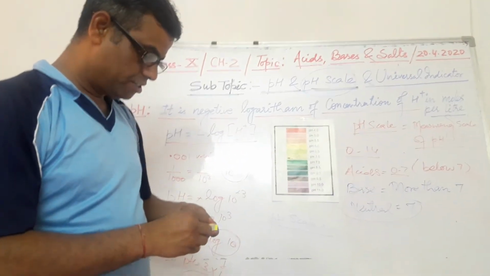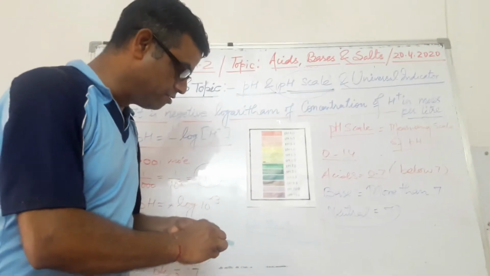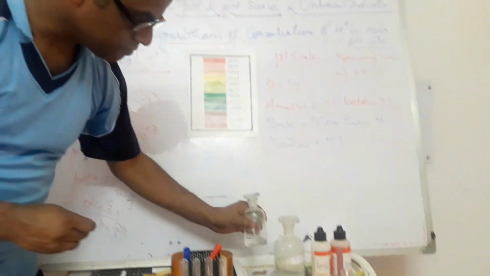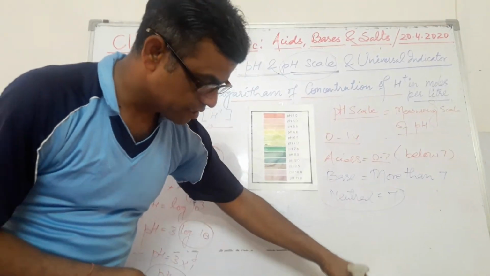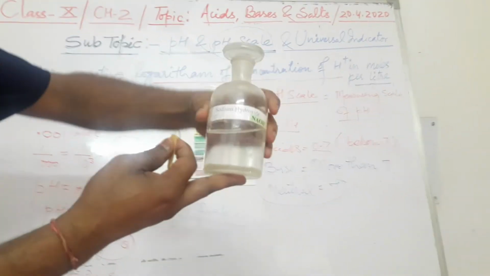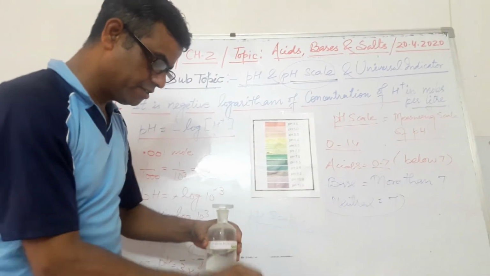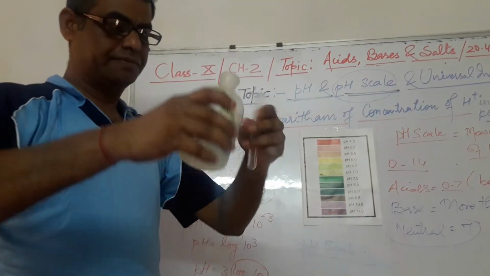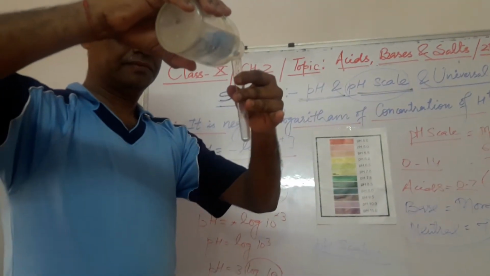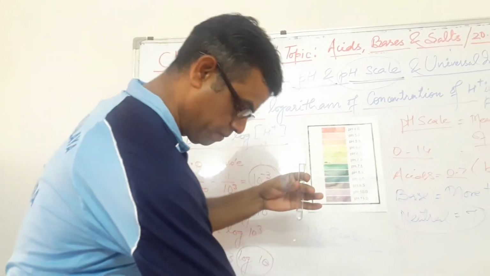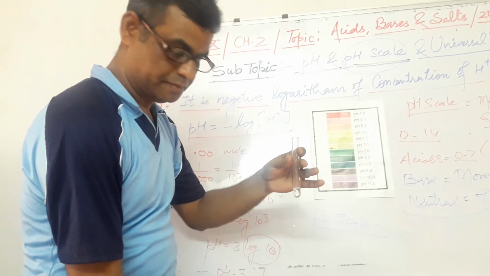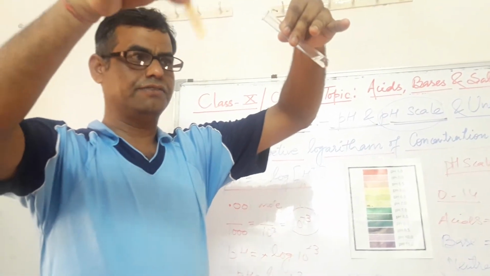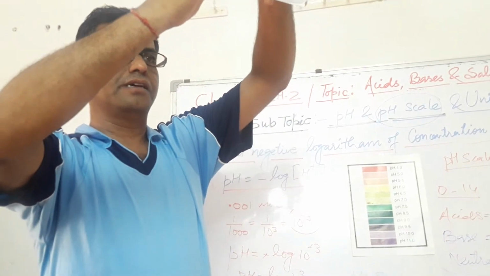Now the next solution we have is the sodium hydroxide solution here. This is sodium hydroxide. I am taking some amount of this into this test tube. Now I will dip the strip into it.